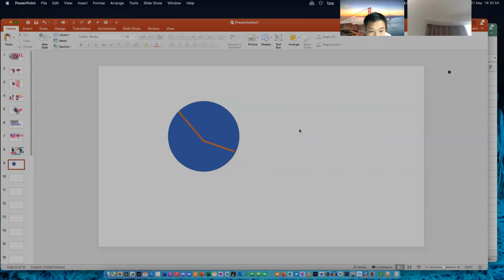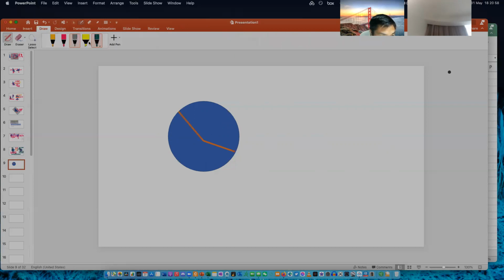Yeah, maybe just this. How do you figure out the area of this part, given that the radius is 7 cm? Any idea?